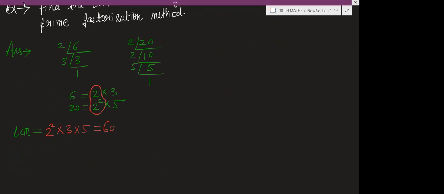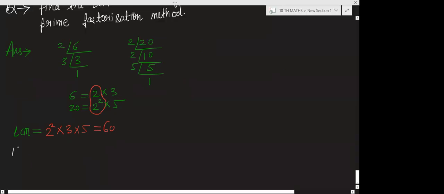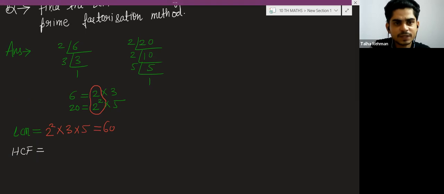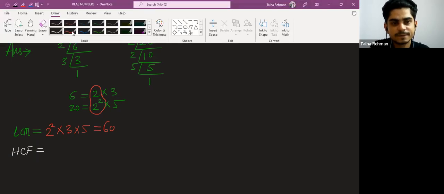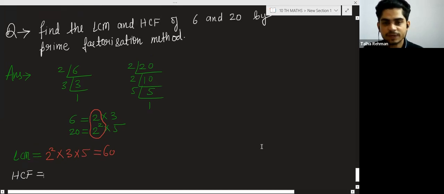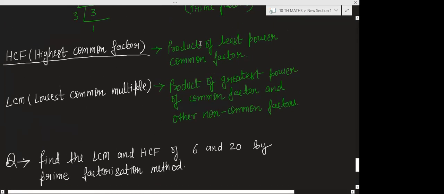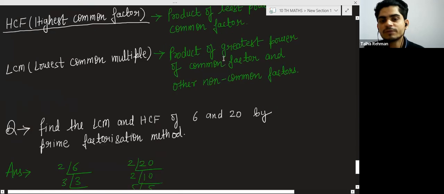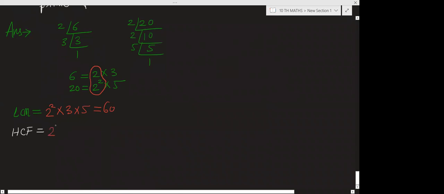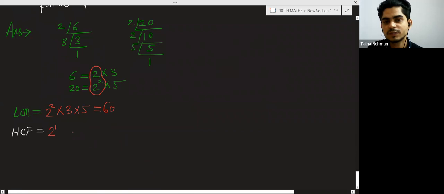Now HCF. So HCF is simply the common factor. You can also solve this by definition. Product of the least power of common factor. What is the least power here? 2 to the power 1. This is the only common factor, with the least power. So 2 is the HCF.